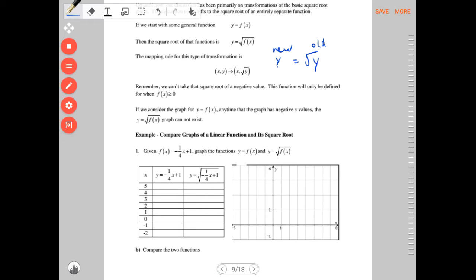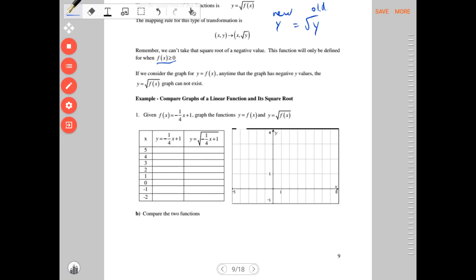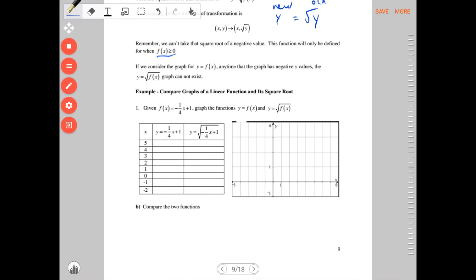So the new function will only be defined when f of x is bigger than or equal to 0. If we consider the graph for y equals f of x, just the original graph, anytime the graph has negative y values, the graph of y equals root f of x cannot exist. So let me show you an example of how this works, and hopefully it'll make a little more sense.